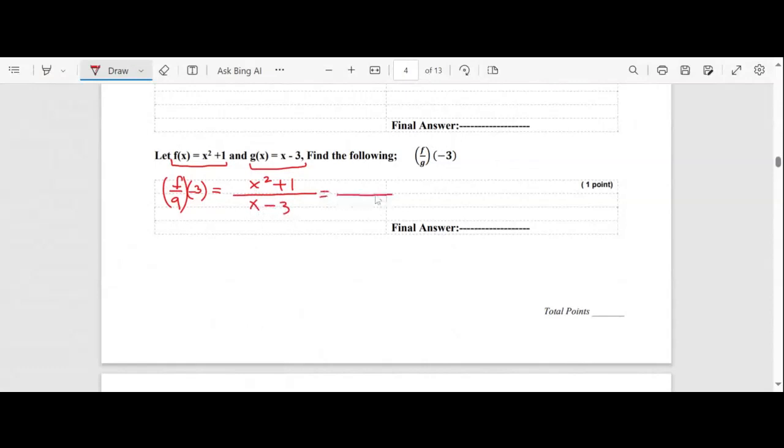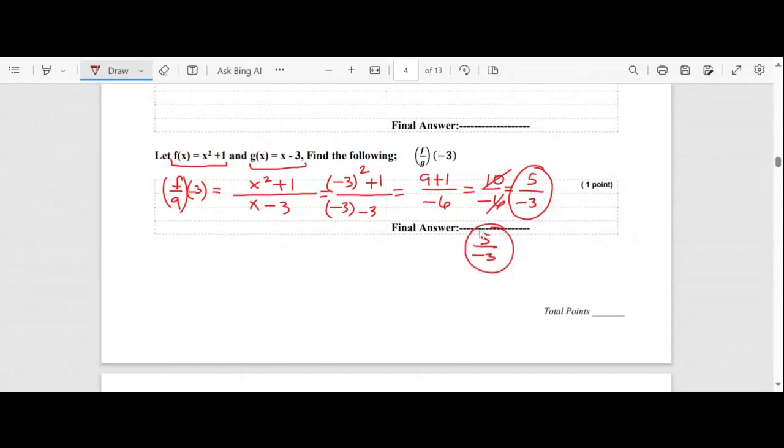Now, x is minus 3, so minus 3 squared plus 1, over minus 3 minus 3. I give you what? 9 plus 1 over negative 6, which is 10 over negative 6. Can I reduce? Yes. Divide by 2. So if you divide by 2, you're going to get, so your final answer is 5 over minus 3. Okay. Next one.